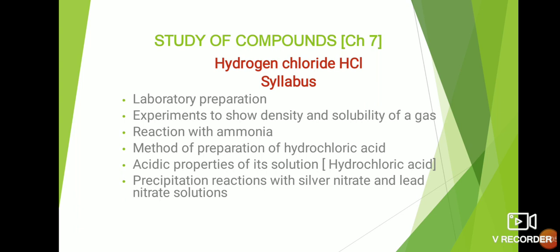There is a special arrangement made for this, and if you observe the last 10-year question very well, at least 3 or 4 times either laboratory preparation of hydrogen chloride gas is asked, or they have asked method of preparation of hydrochloric acid. They don't have to learn it in a long form of question. This particular question is based on your stepwise learning. I'll be discussing that. Next thing we would be studying is acidic properties of its solution, that is hydrochloric acid, and we'll terminate the chapter by learning precipitation reaction with silver nitrate and lead nitrate solution.